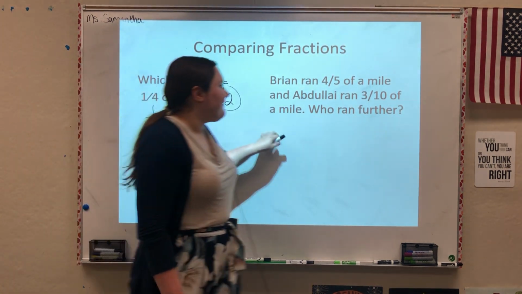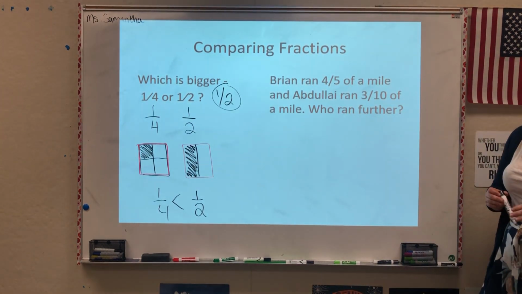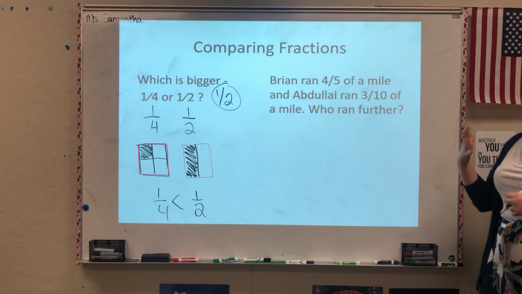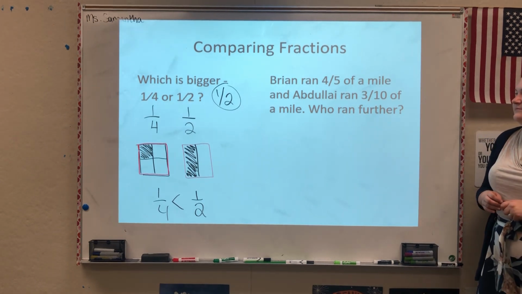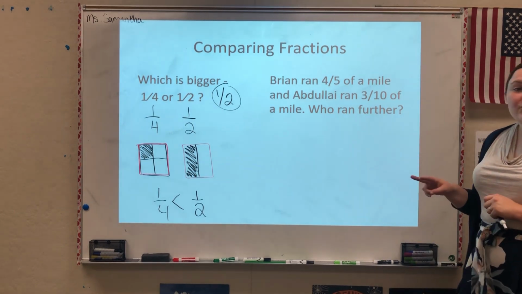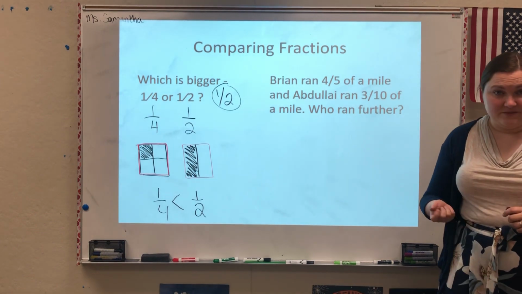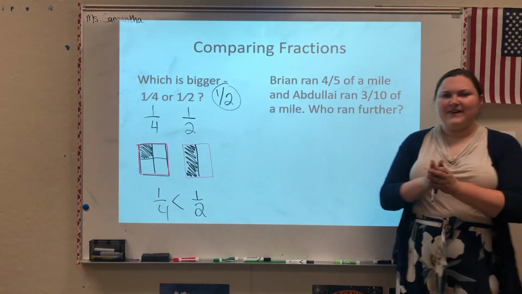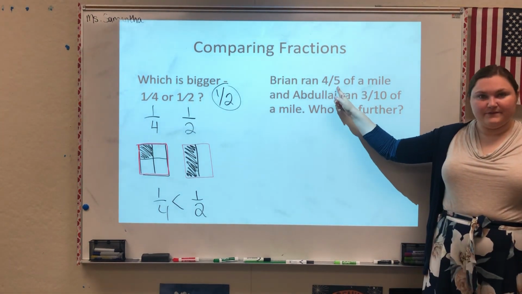There's one other one. We've got Brian ran 4/5 of a mile and Abdullah ran 3/10 of a mile. Who ran further? Go ahead and try this one before we talk through it. All right. I think the 2 best strategies to use to help you compare, well, the first one could be comparing both of them to a half. So 4/5 of a mile. It means if you divided up a mile into 5 parts, you ran 4 of those 5 parts.